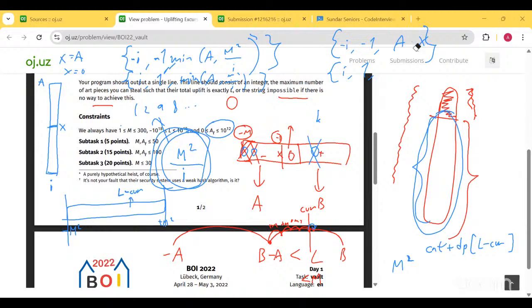Removing means we can remove x. And for adding, we can add at most a minus x. Is it correct? All right. So that is the general idea.